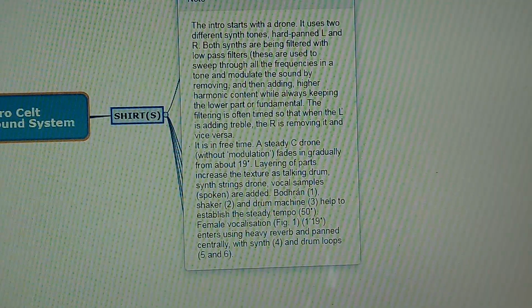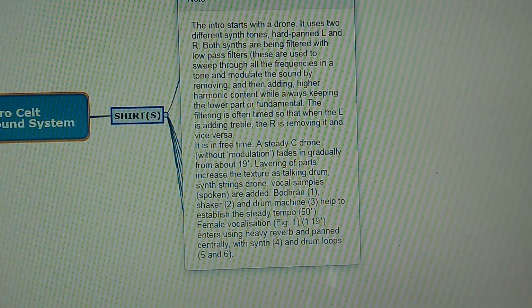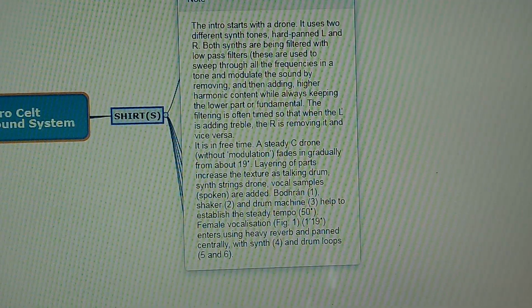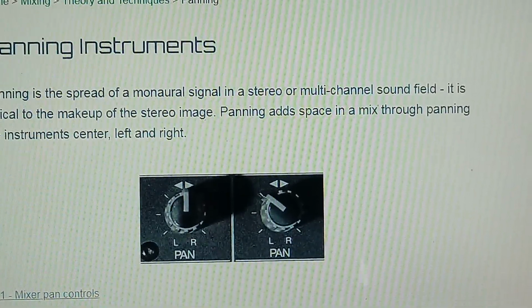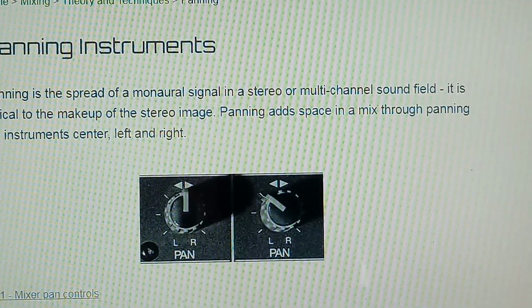Reverb is a bit like the boomy sound you get when you're in the staircase of a multi-story car park. When your voice, well, you'd say echoes, but it's not really echo, it's reverb. And this is panned centrally with synthesizer and drum loops. Panning, as I've mentioned in another video, is all about how you send a signal through speakers.